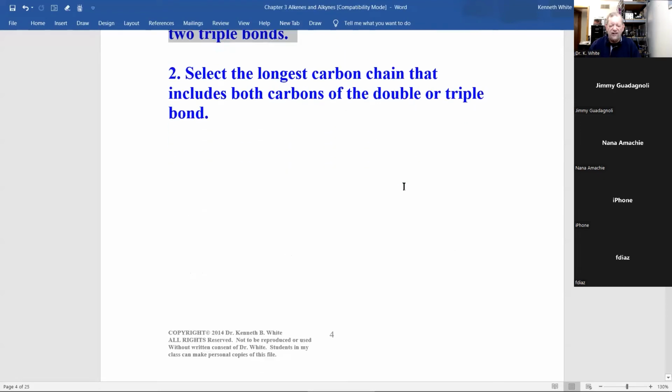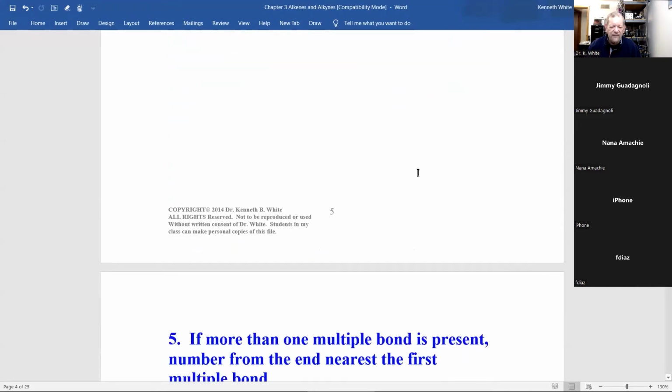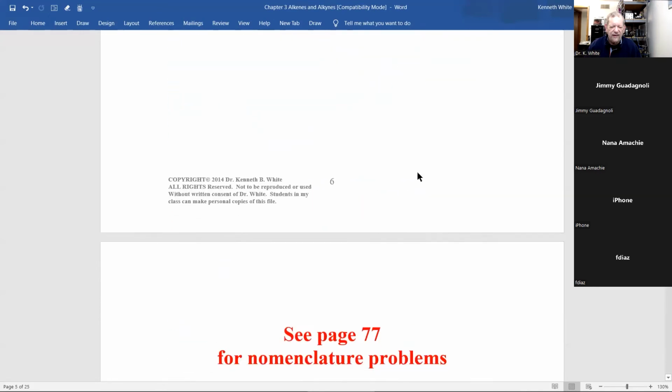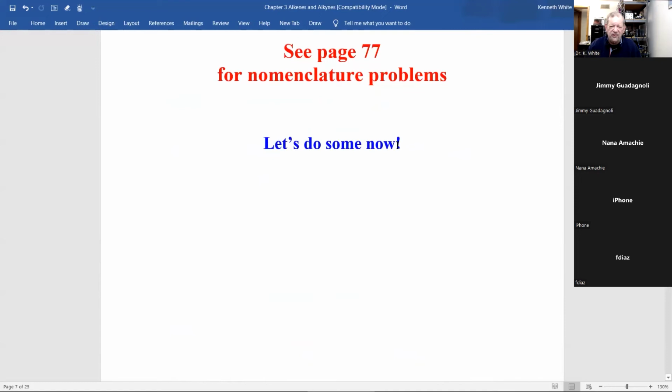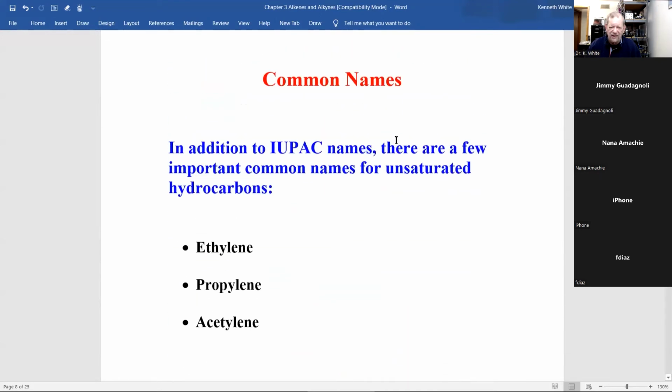Now, one of the things that I'll come back to is we've done, here's a molecule, what's the IUPAC name? I'm going to come back, but I want to do something first. We'll also do, here's the name, draw the molecule. But we did our practice problems. We'll do some more. Let's talk about common names.